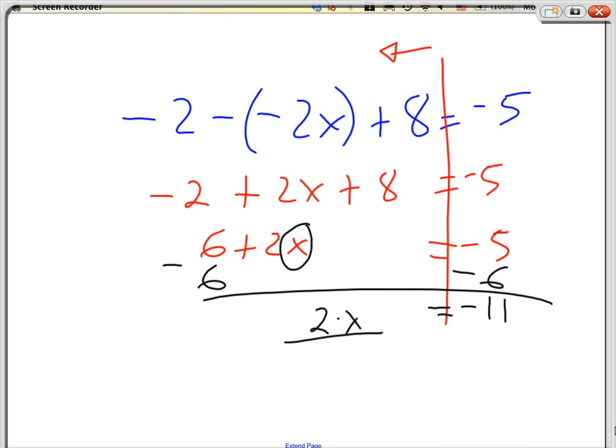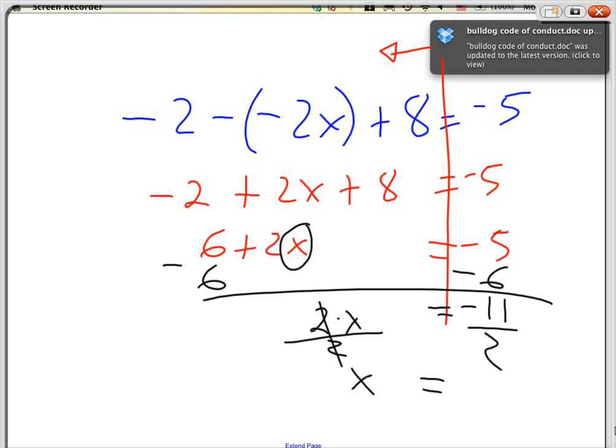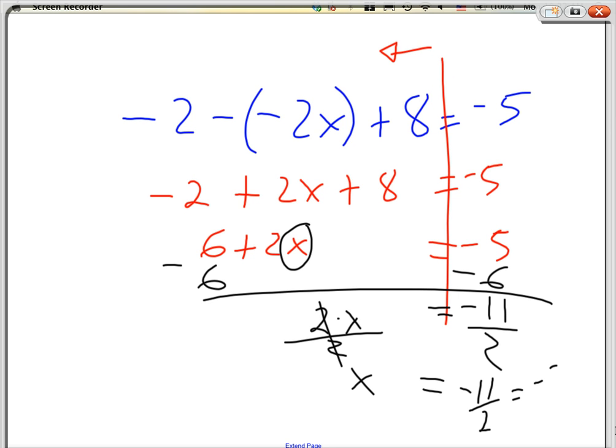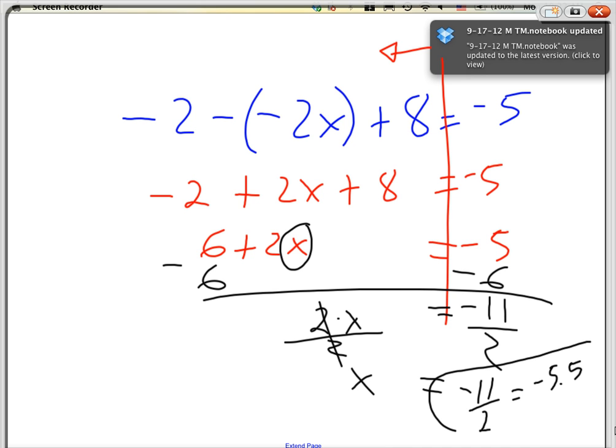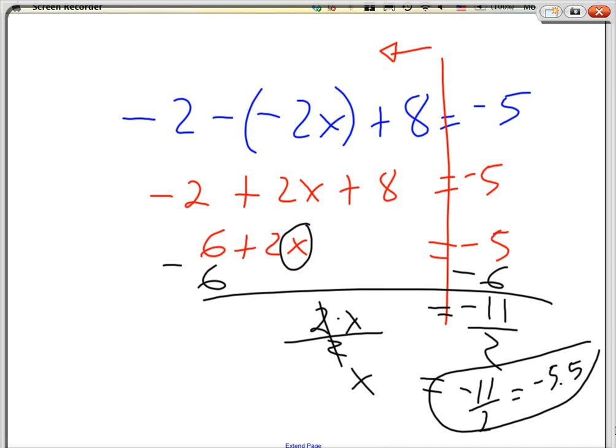Perfect. And then now you divide by 2 both sides, right? Or times it by the reciprocal if you want. But your final answer is? -11 over 2. Or -5.5. Any question on that? What do you think of that one?